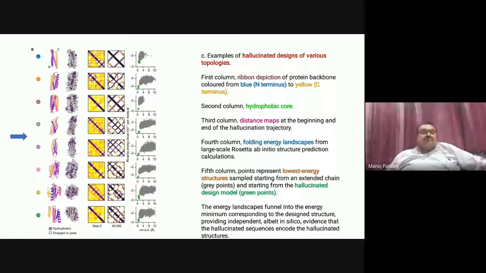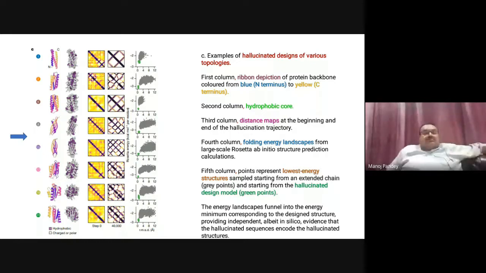The next figure comprises examples of hallucinated designs of various topologies. The first column represents a ribbon representation in which the blue color represents the N terminus and the yellow color represents the C terminus. The second column represents the hydrophobic core. As we know, in protein structure, the protein core is hydrophobic and the surface is hydrophilic. The third column shows distance maps at the beginning and the end of the hallucinated trajectory, same as I discussed before.